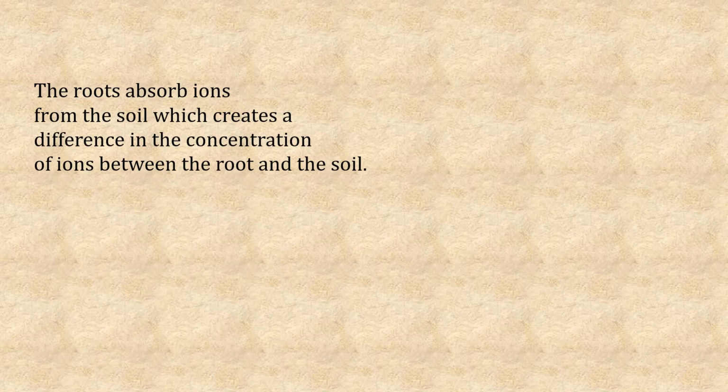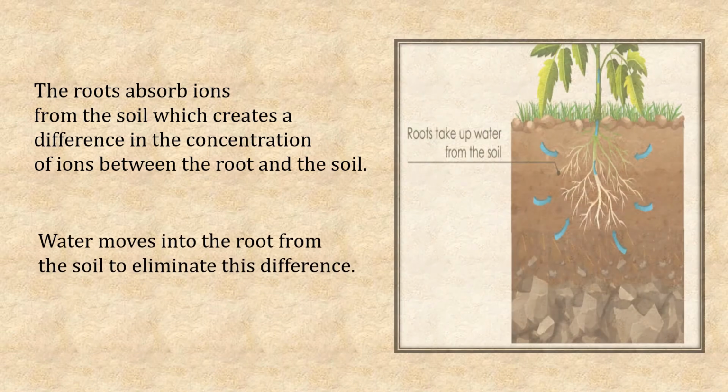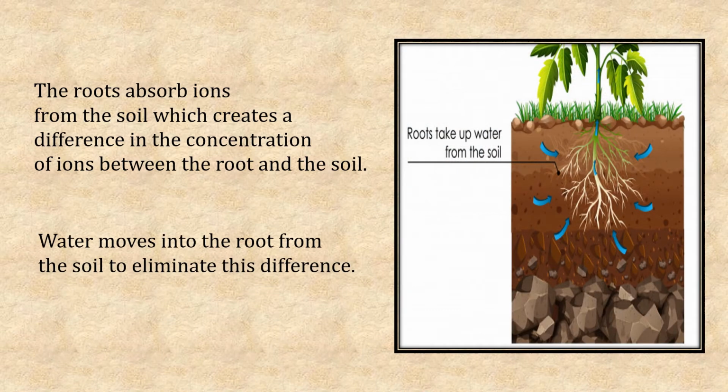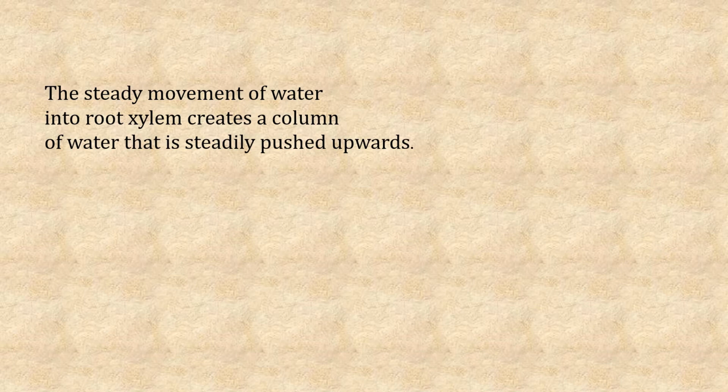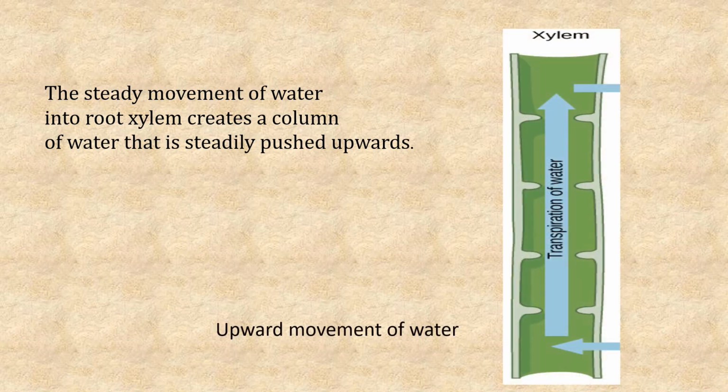The roots absorb ions from the soil, which creates a difference in the concentration of ions between the root and the soil. Water moves into the root from soil to eliminate this difference. In the picture you can see roots take up water from the soil and transport it to higher parts of the plant. The steady movement of water into root xylem creates a column of water that is steadily pushed upwards. This is the upward movement of water in xylem.